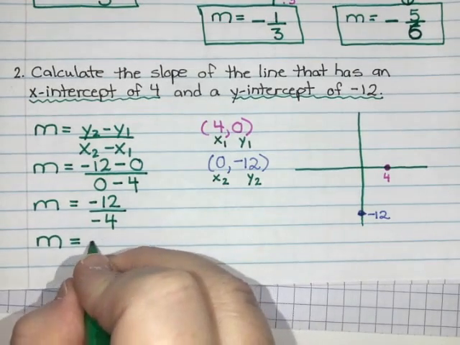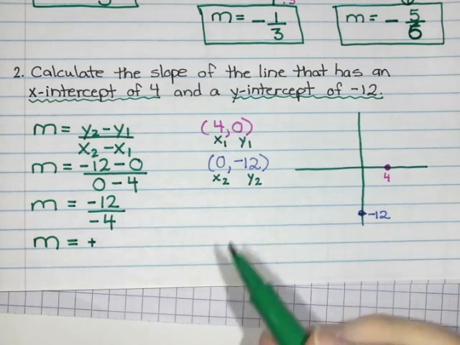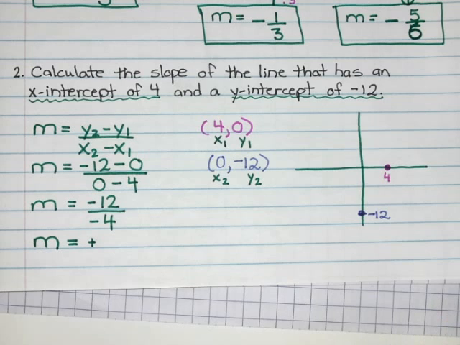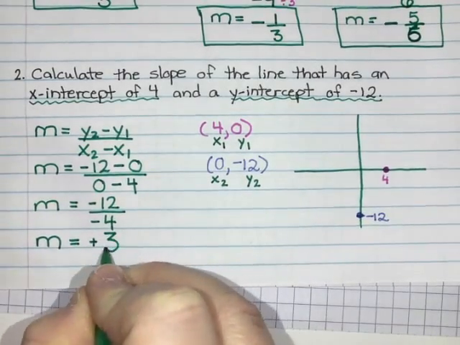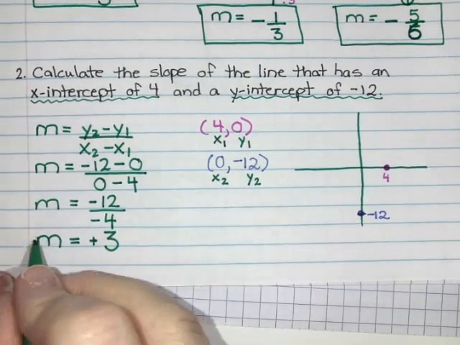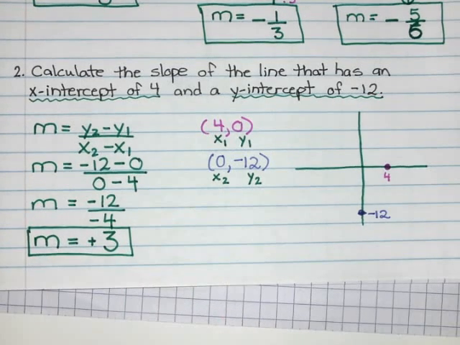If you want to put a plus, you can. You don't really need to. And then 12 divided by 4, I could reduce that, but does 12 divide nicely by 4? Yes, it does. 12 divided by 4 is actually 3. So my slope here is just 3, or +3 if you want to put the positive in, but the slope is just 3.